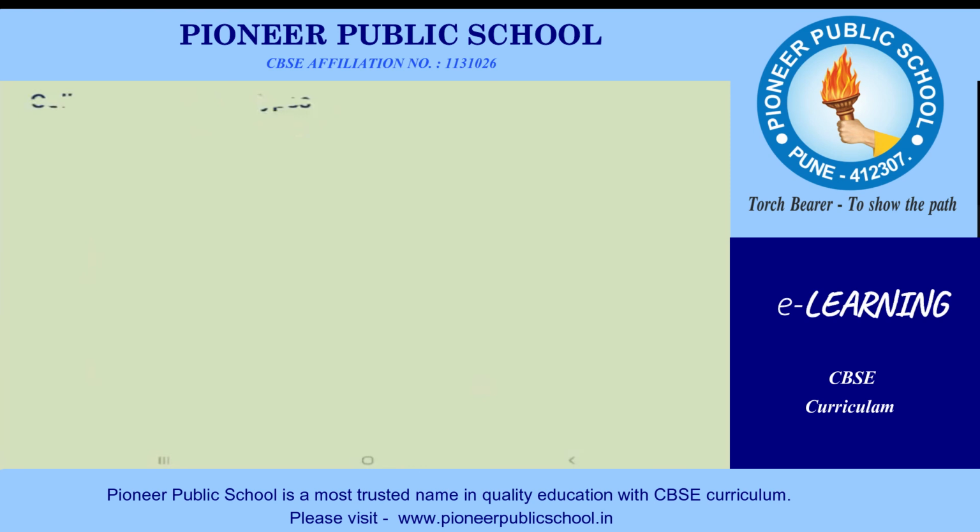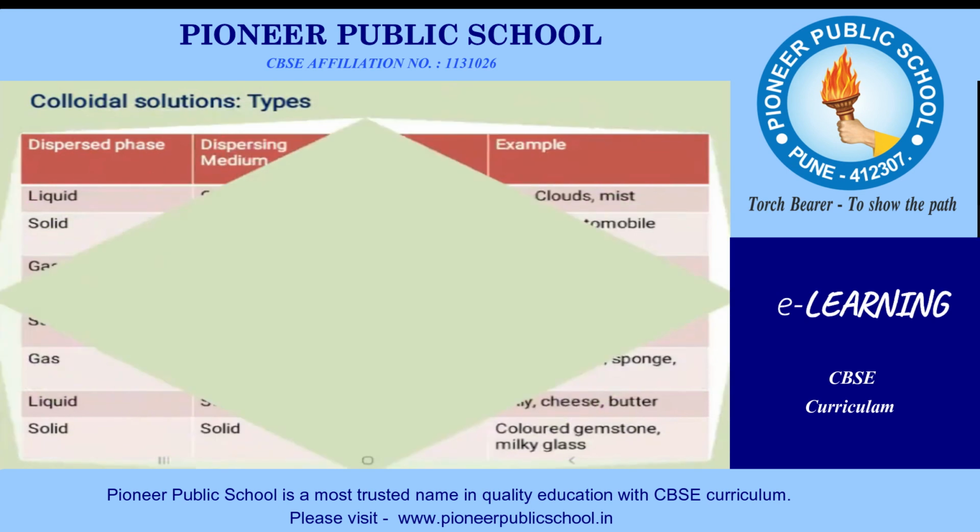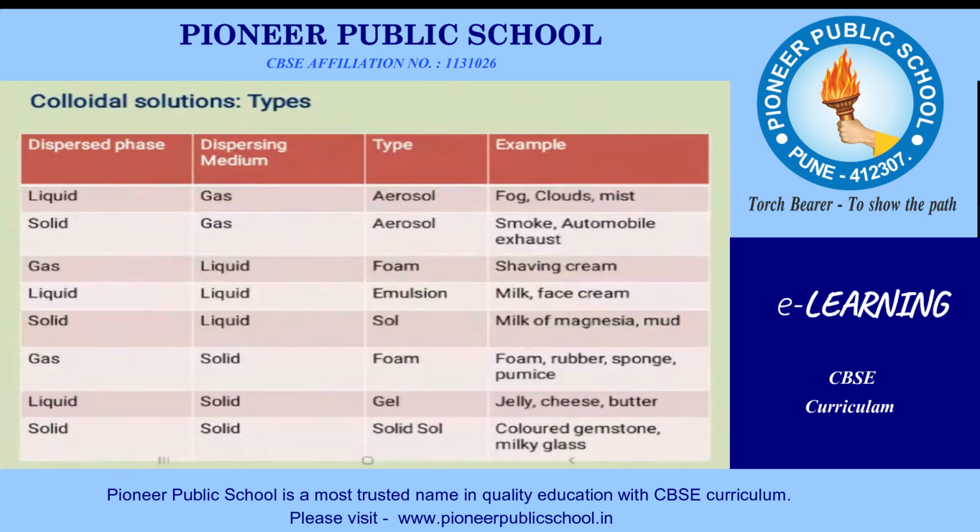Now dear students, we are going to understand different types of colloidal solution. Here we have one table in which we have shown the dispersed phase and dispersed medium, the type of that colloidal solution, and its examples. You can see there is liquid into gas. Here its type is aerosol colloidal solution. Examples are fog, clouds, mist, etc. You can pause this video and note down all the different types of these colloidal solutions.